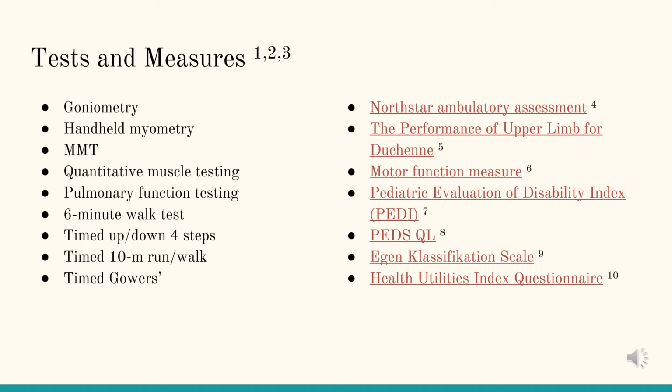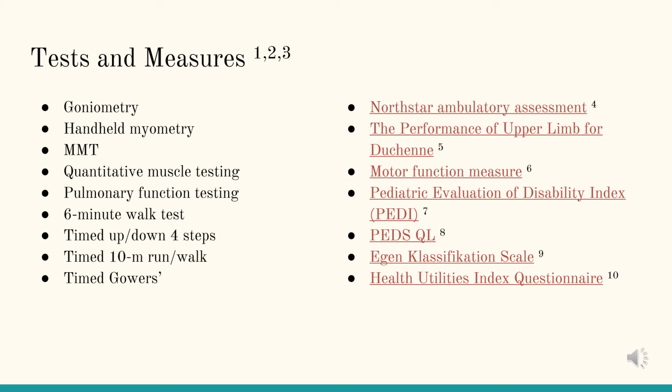We can also time them going up and down 4 steps or performing a 10-meter run or walk, and that's depending on their mobility. There is also something called a timed Gowers, which is timing how long it takes the patient to move from a prone position to standing. When doing this test, you're also assessing their movements throughout the transition from the different positions. Also, for assessing their activity level, there is the North Star Ambulatory Assessment, Performance Upper Limb Module for DMD, and Motor Function Test.